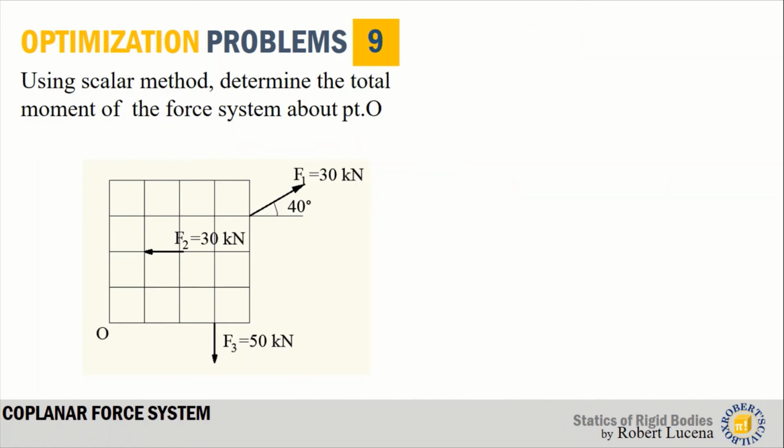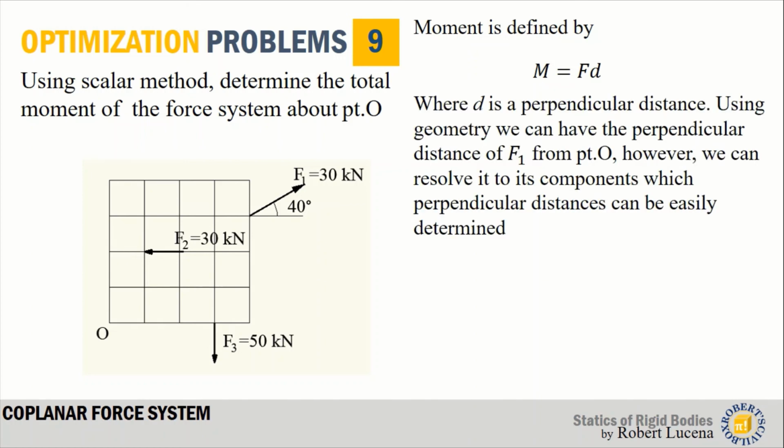You have to check this one with the vector method and they have the same answer. So, using the scalar method, we are now asked to get the total moment caused by these three forces. Recall that moment is force times distance, but again, I have already discussed that F1 would be quite difficult to evaluate because its perpendicular distance to point O is not directly shown. We can use trigonometry, but it would be quite tedious to get the perpendicular distance.